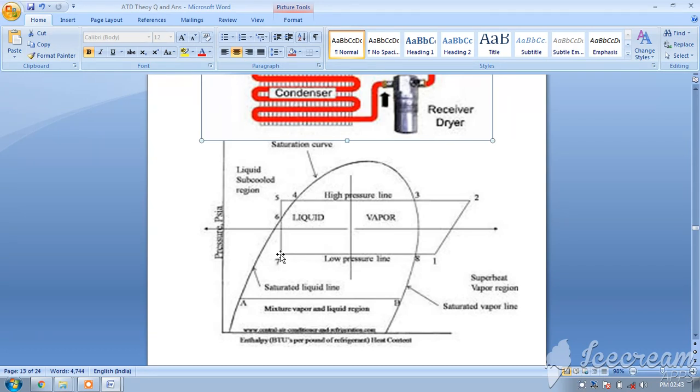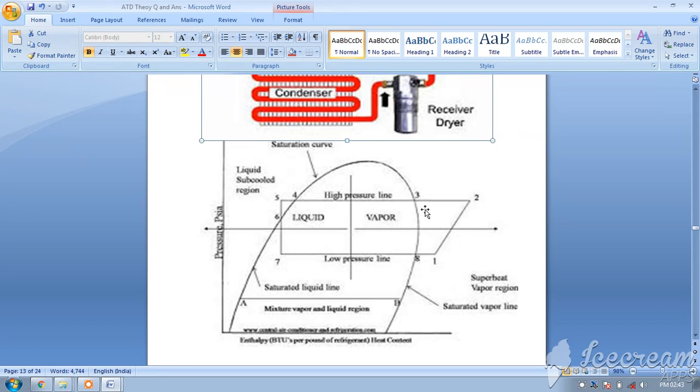The liquid refrigerant enters the evaporator, it gains heat. When it gains heat, the pressure does not change. Please understand, the pressure does not change, only the enthalpy changes. It gains heat and converts from liquid to vapor, and it can even go out as superheated vapor at the exit of the evaporator. Then it is compressed. When it is compressed, the pressure increases and the enthalpy also increases. So 1 to 2 is the compression work.